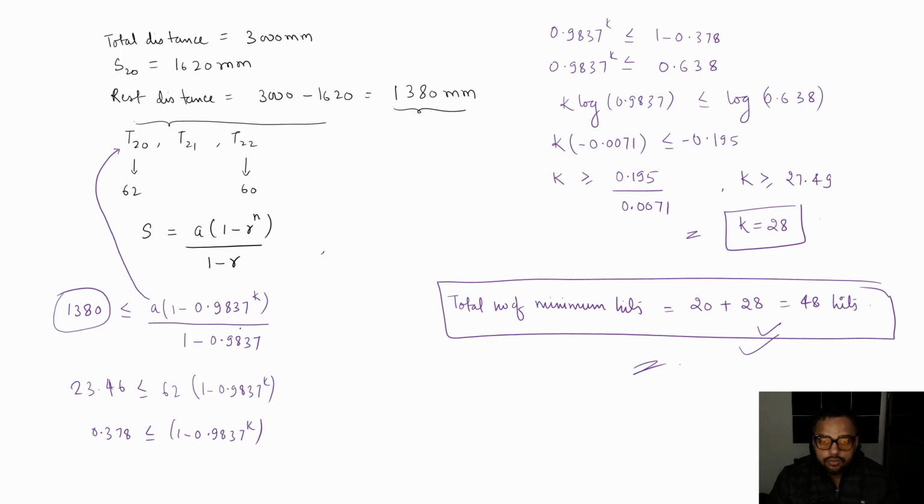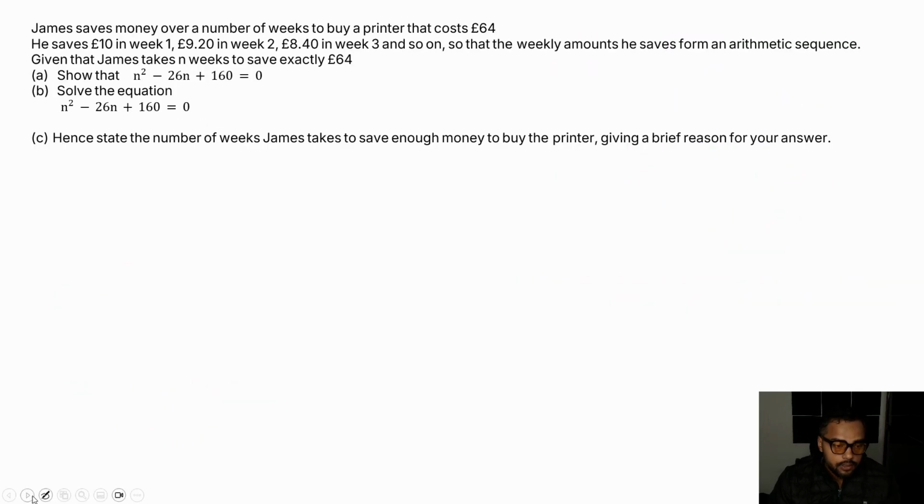So this is how we need to approach this problem. Now let's move to the next question, students. James saves money over a number of weeks. They have given a particular sequence here, students, and they have even told us that it is forming an arithmetic sequence.